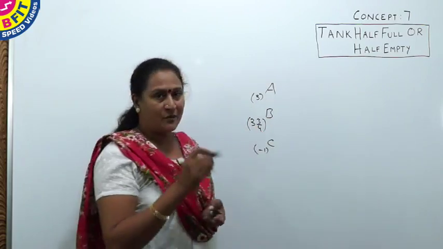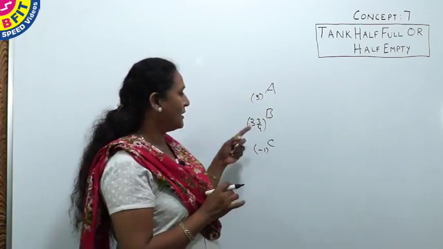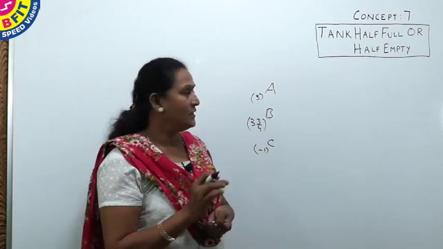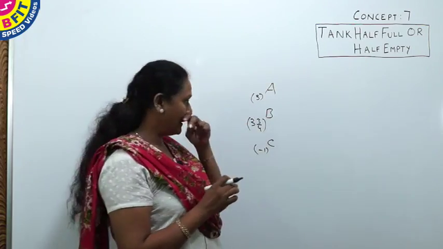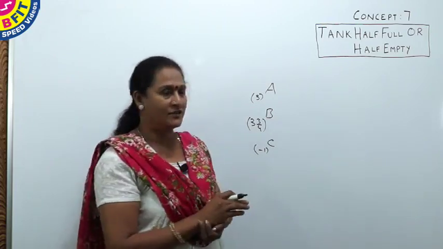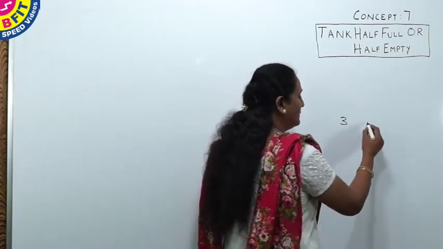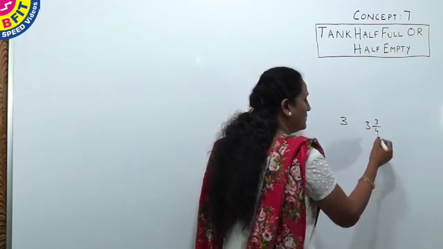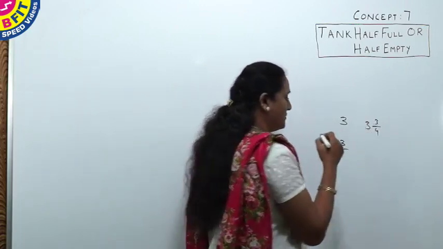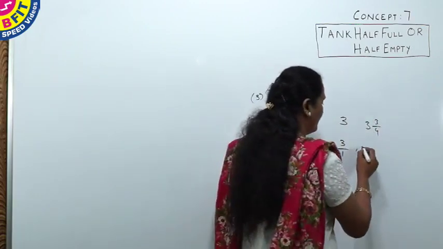And now our normal procedure, find the LCM for the time taken. So here what are the numbers? 3 3/4 and 1. So we have to find the LCM for 3 and 3 3/4. Now I'll tell you how to find the LCM for an integer and a mixed fraction. So we'll write this as an improper fraction. One number is 3/1, the other is 3 times 4 is 12 plus 3, 15/4.